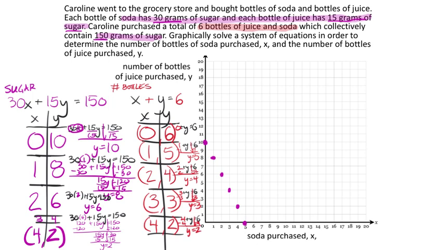I'm going to skip the rest of this. I will say that if you had 5 soda bottles, you'd have 1 juice bottle. But also if you had 6 soda bottles, you'd have no juice bottles. So that gives us these ordered pairs.